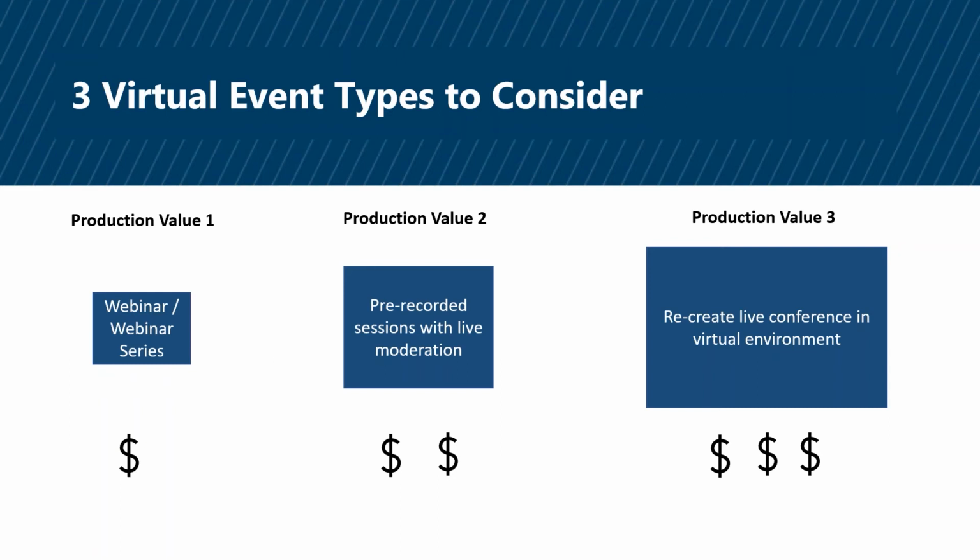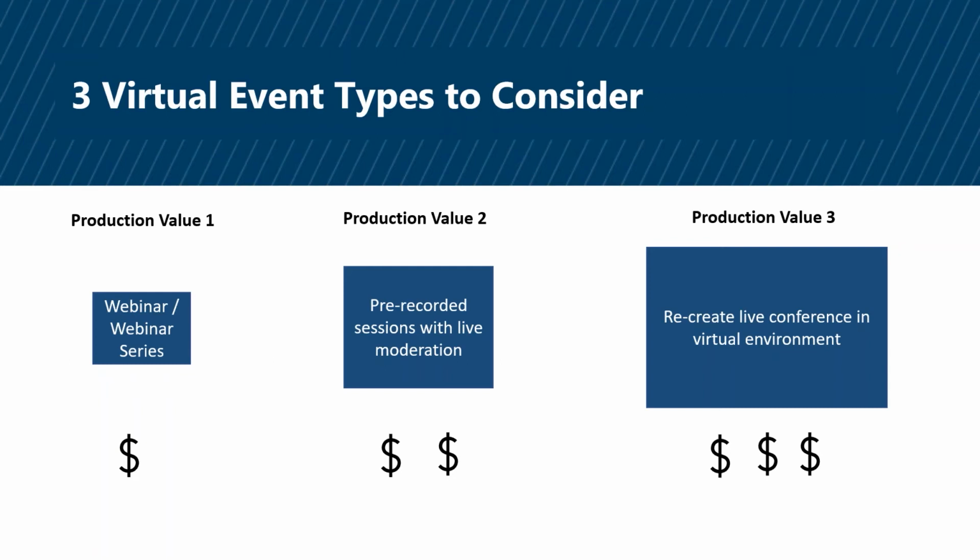Yeah, so this is what we've seen in the past and even right now as our association clients are considering moving their events online. There's really 3 different production values. There's a lot of different ways you could do it, right? But we're trying to break it down to simplify the options you have.